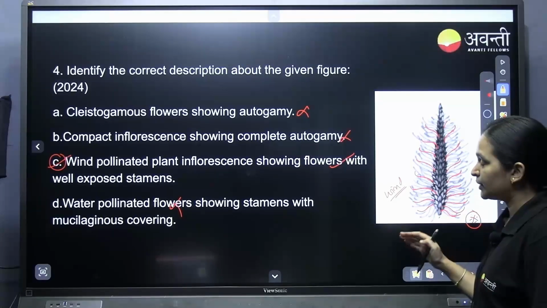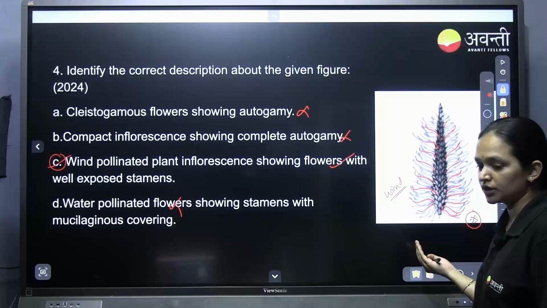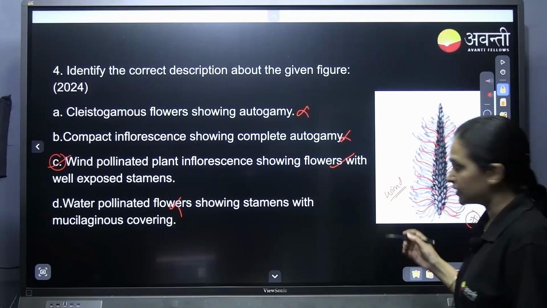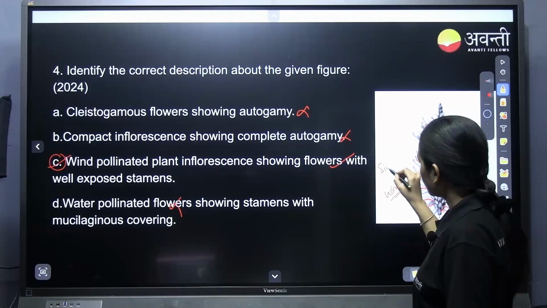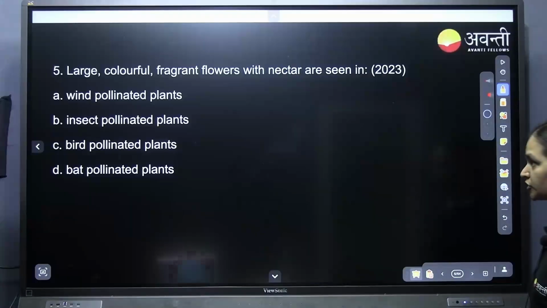And now tell me about the wind pollinated plant. What is the number of ovules in an ovary? Single ovule. This has also been a previous year question, just additional information.